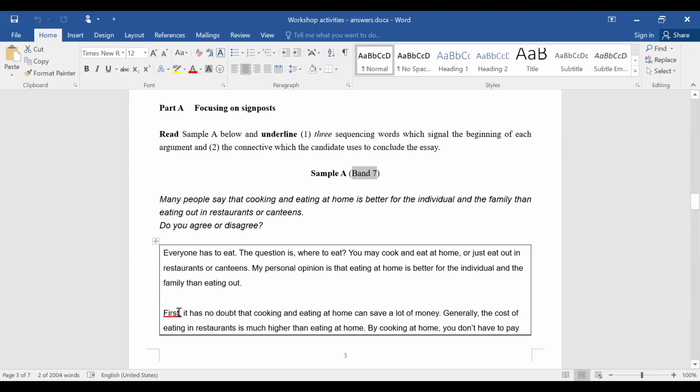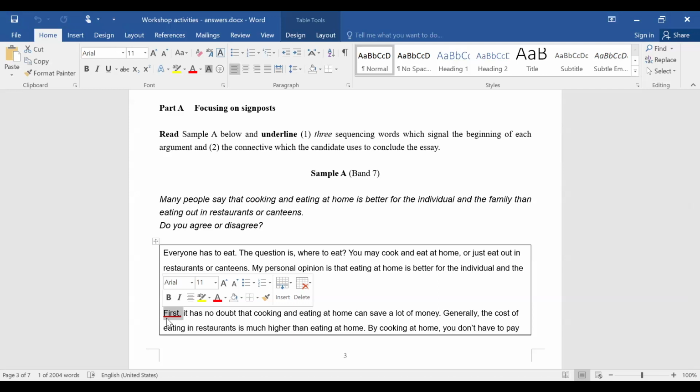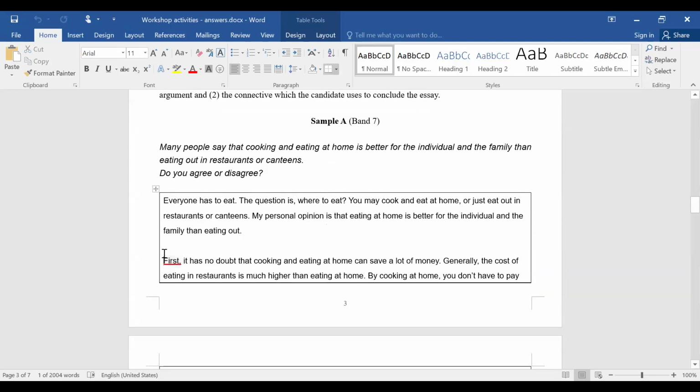So it would be good to think about how we can use other means to connect ideas instead of using just first, second, and finally. You can do this, but this would be too low level for us if we are targeting a higher band, like band 8 or even 9. Okay, this will be too low level, too fundamental. We all know we can use first, second, and finally.